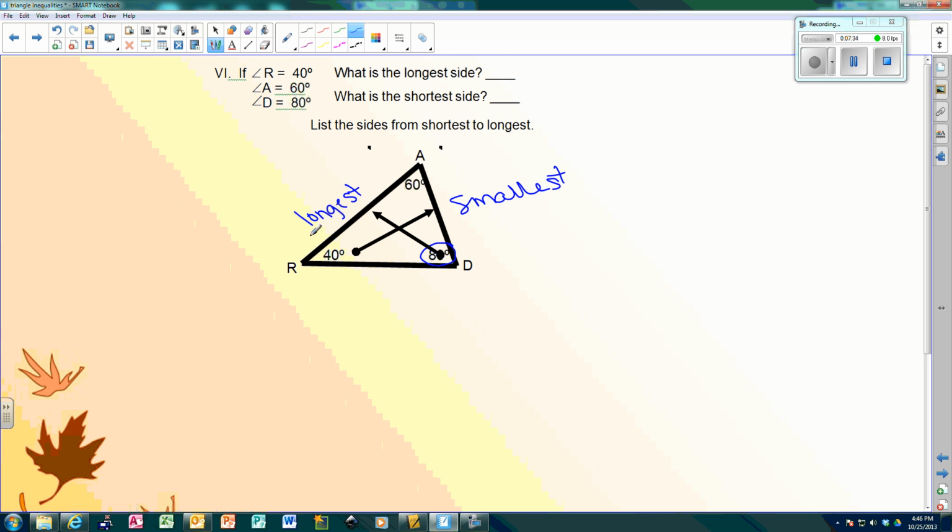So what is the longest side? RA. What is the shortest side? AD. List the sides from the shortest to the longest. So since the shortest is AD, we got a middle one, and then the longest is RA, then that makes this the middle, RD.